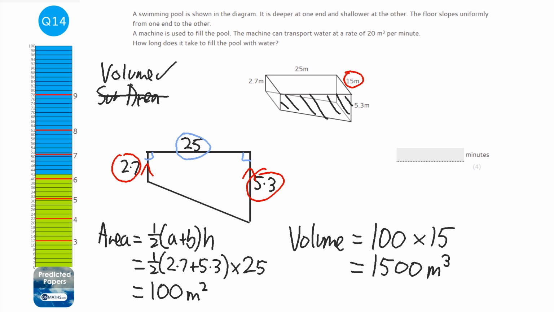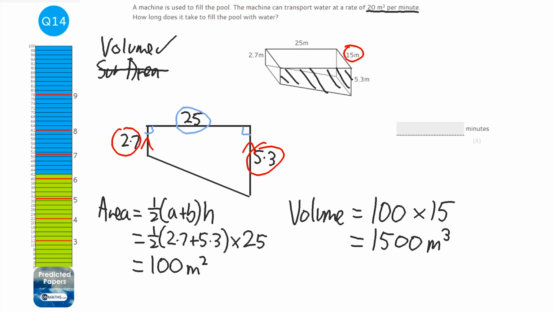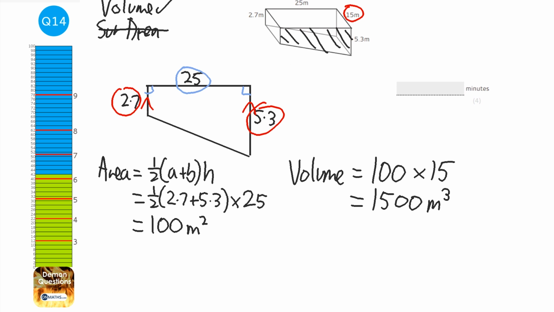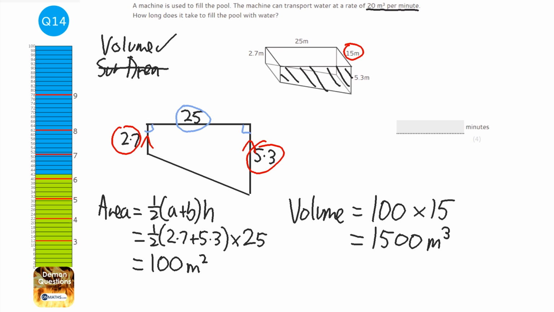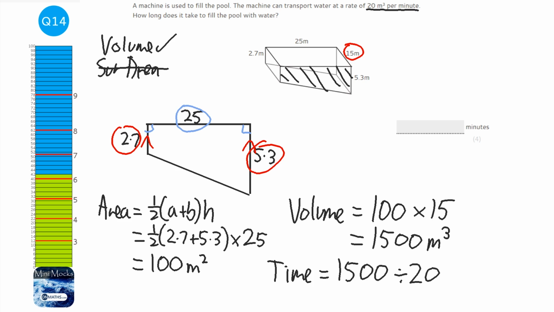So that's what the volume is, and it says the machine transports the water at a rate of 20 meters cubed per minute. So in 1 minute it's going to be 20, in 2 minutes 40. The other way of thinking about this is how many 20s are there in 1,500? So time equals how much it's got to fill divided by how much it does per minute. On the calculator, 1,500 divided by 20 equals 75 minutes. So it's going to take 75 minutes to fill the pool.